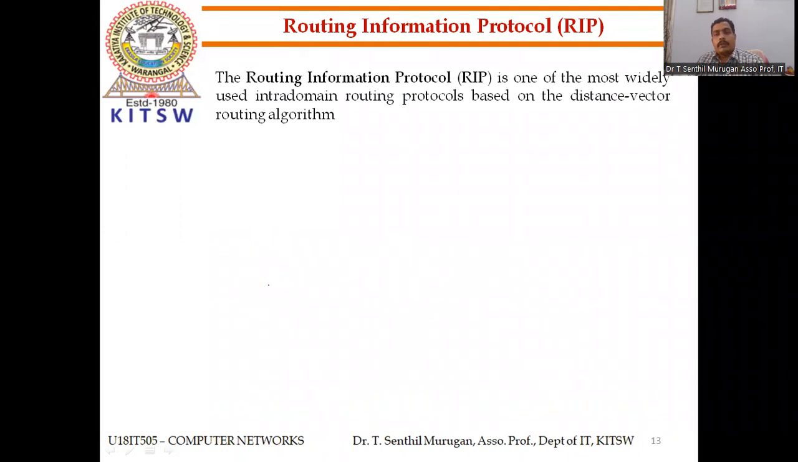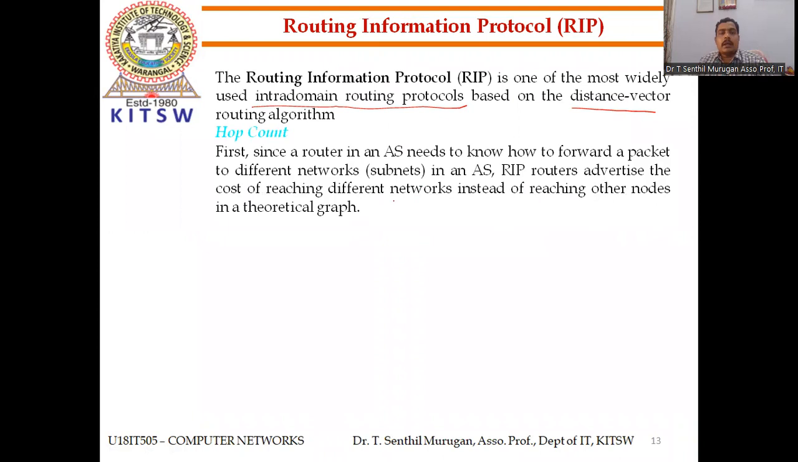So RIP, routing information protocol, is based on distance vector routing. Okay, so it is an intra-domain routing protocol. So we already know the classification. This is the intra-domain routing protocol. It is working based on the distance vector. We know that. So it is working based on the hop count.